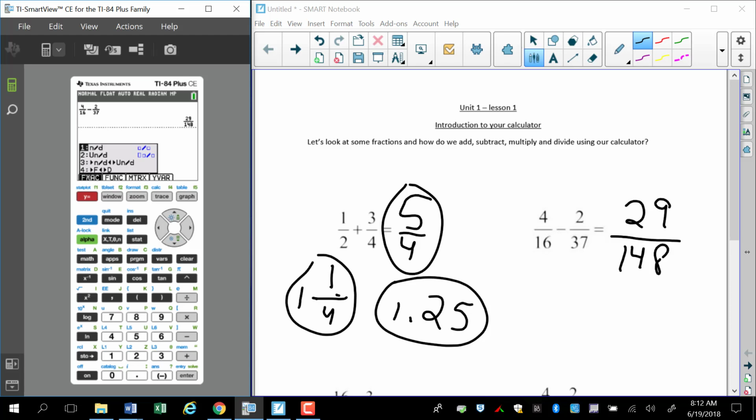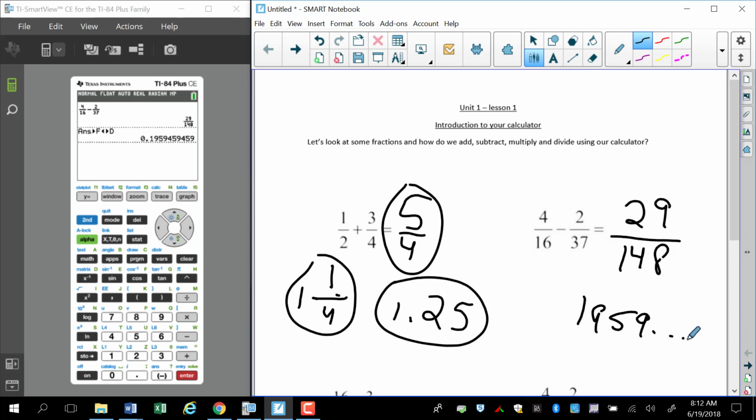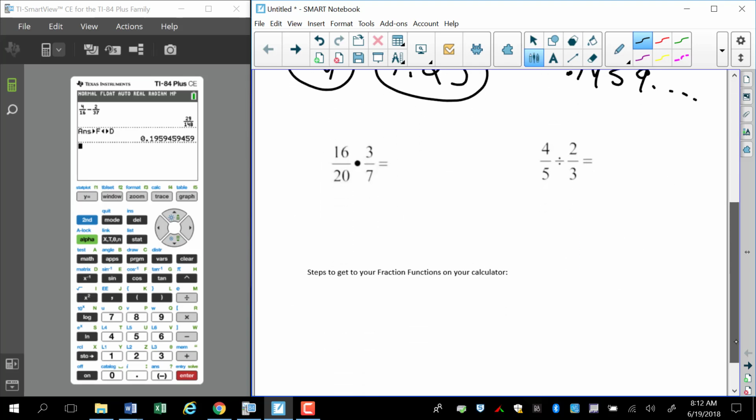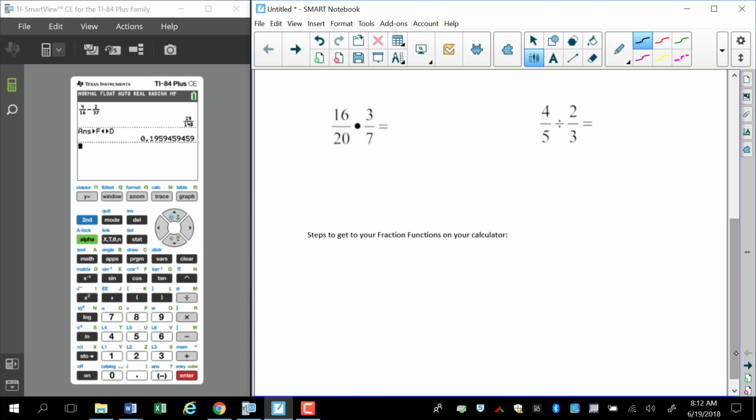But just for the fun of it, let's change it to a fraction decimal. And you get 0.1959. Now, you can do the same thing with multiplication, 16/20 times 3/7, and division. It will all work. So if you'd like to pause now, put these answers in, check with my answers, now is a good time to do that.